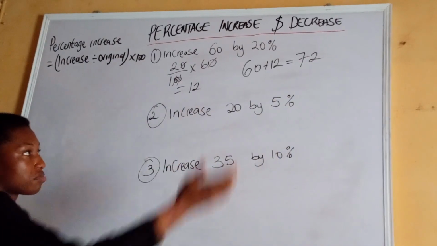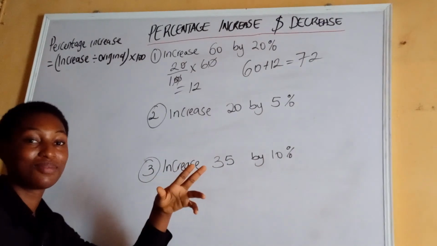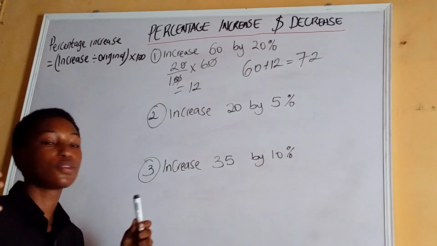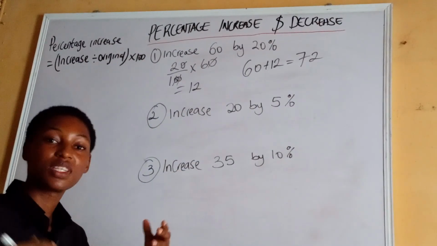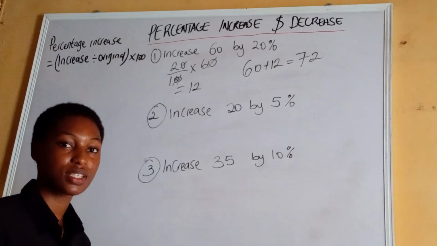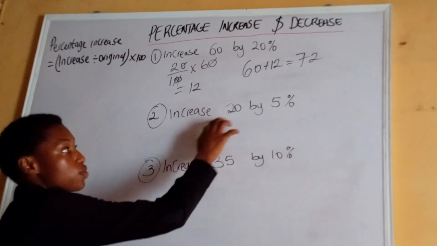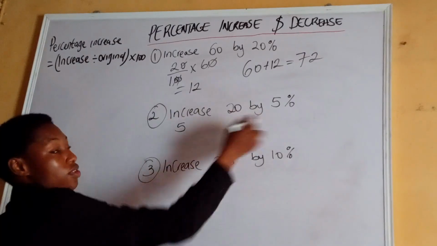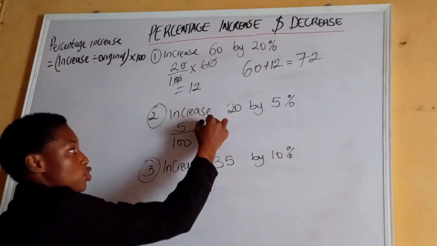Now for this one too, imagine you want to buy a toy for let's say 20 naira. You can't really get a toy for 20 naira, but imagine if you wanted to get a toy for 20 naira and they tell you, oh, this toy has been increased, the price has been increased by 5%. What's 5% of 20 naira? So to find the increase of 20 by 5%, what you simply need to do is to find 5% of 20. So this is going to be 5 over 100 times 20.